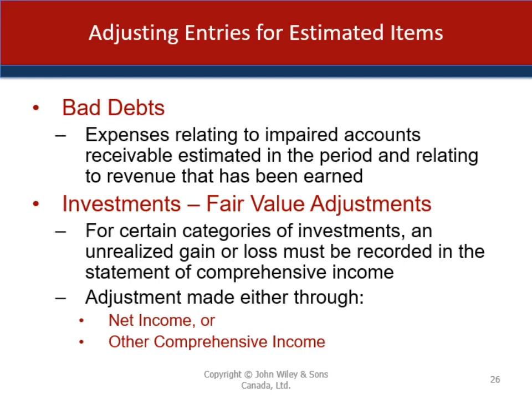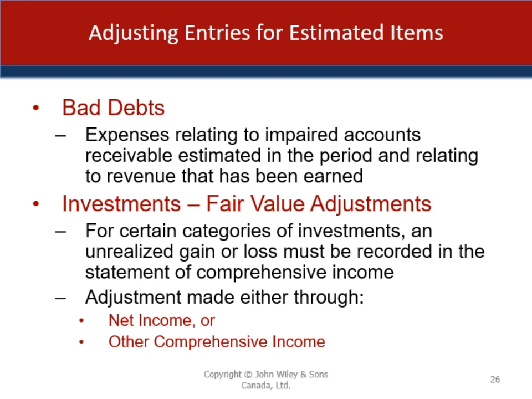Other investments might require fair value adjustments. So we'll talk about those as we get into these sections in the course as well. For certain categories of investments, there may be an unrealized gain or loss. When we see the term unrealized, that means it hasn't been exchanged for cash. And so recognized means we put it into the accounting books. Realized means that we've received cash or paid cash in settlement of the account.